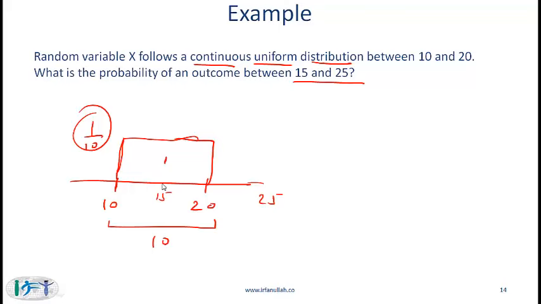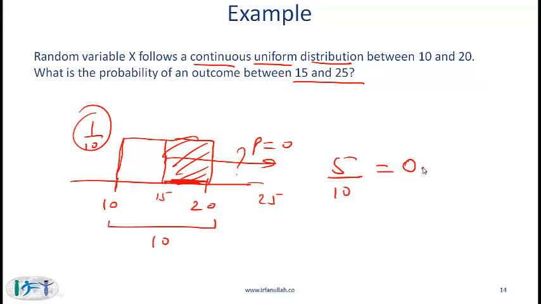The question now is, what is the probability that the random variable is greater than 15? So that essentially is this shaded rectangle. There is nothing over here because this probability is 0. So the probability of being between 15 and 25 is the same as the probability of being between 15 and 20. Now you can simply see that this is half of the total area. So the probability is 5 over 10, which is 0.5. Again, I'll just emphasize that this is fairly straightforward.